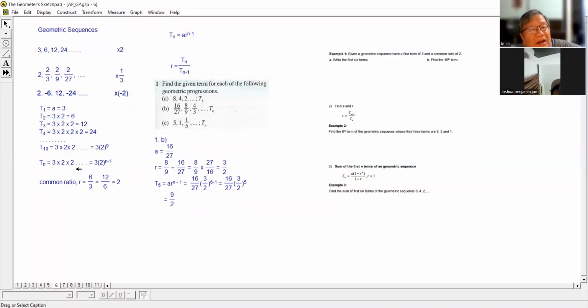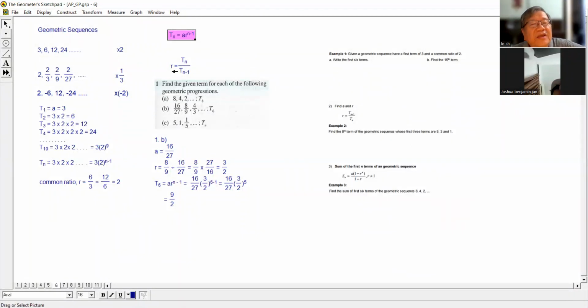But how many R are there? n minus 1 R. So we have this formula. The formula for the nth term is AR to the power of n minus 1. Okay, so you have to remember this formula, AR to the power of n minus 1.